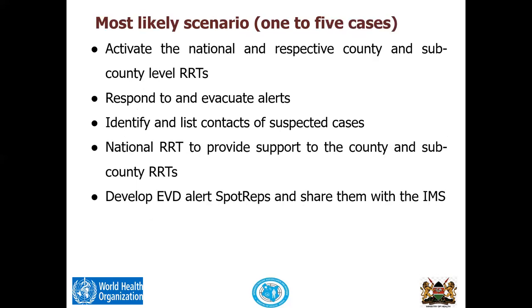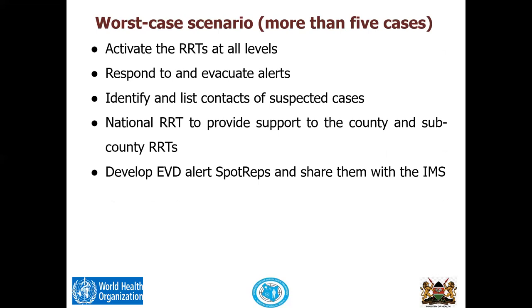The second scenario that has been spelled out in the plan is we get a case and then we have about five cases. At that point, how does the rapid response team operate? The first thing will be to activate the national and respective county and sub-county level rapid response teams. At this point, they are now trained, they are supported with logistics and supplies, so they'll be able to respond to and evacuate alerts. They'll also be able to identify and list contacts of suspected cases. And then the national rapid response teams will provide support to the county and sub-county teams, and then development of EVD alert spot reports, which will be shared within the larger incident management system.